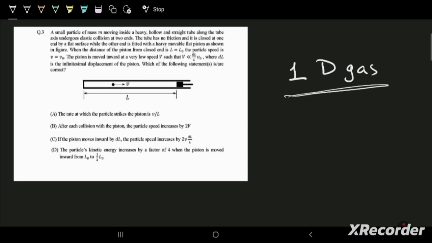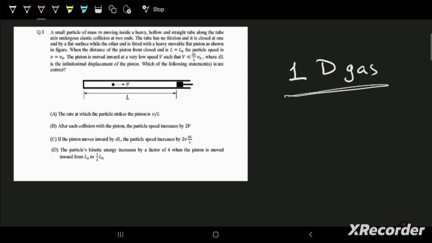Now we have to tell the correct options. First option says that the rate at which the particle strikes the piston is v by L. Second is that after each collision with the piston, the particle speed increases by 2V. Third is that if the piston moves inward by dl, the speed increases by 2V into dl by L. Fourth option says that the particle's kinetic energy increases by a factor of 4 when the piston is moved inward from L naught to 1 by 2 L naught.